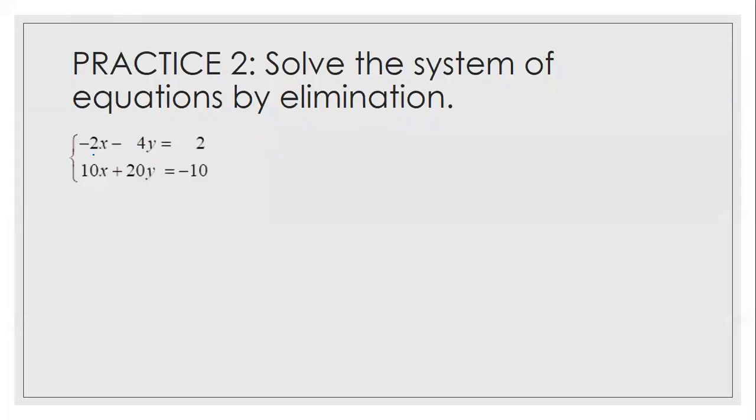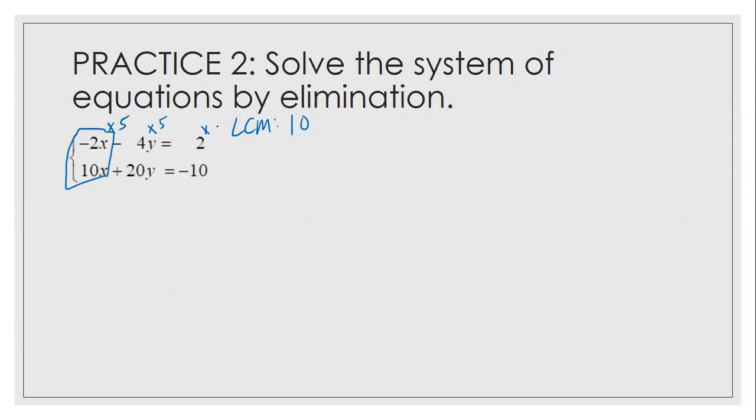To start off with, they're lined up standard form, and we can decide to eliminate our x or our y. The good thing about this problem is that one's already negative and one's already positive. So that makes it super duper easy. So I asked myself, what is the LCM of 2 and 10? And the LCM is 10. So what do I need to multiply 2 by so that it can be a 10? 5. So I'm going to multiply 2 by 5, 4 by 5, and 2 by 5.